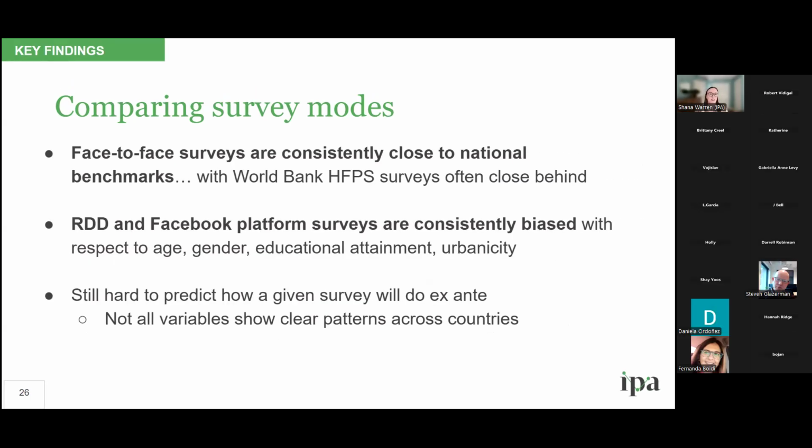RDD, random digit dialing, and Facebook platform surveys are consistently biased, as we all anticipated, with respect to age, gender, educational attainment, and urbanicity. Pre-pandemic employment is the only variable we were able to look at consistently across surveys that was not in our weighting vectors. And we note that it's still really hard to predict how a given survey will do ex ante.